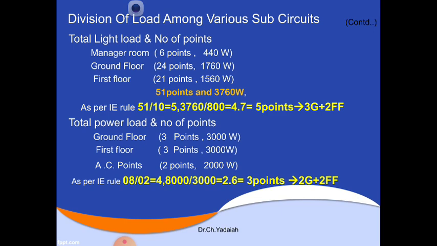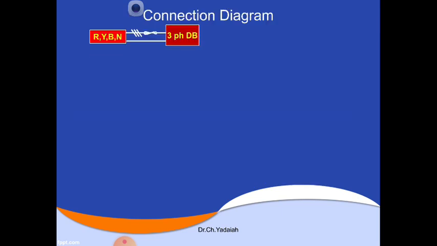Similarly, power loads are also the same. Add the number of points and divide as per IE rules by 3000 to get the sub-circuits. Whichever is the higher value, we consider as the sub-circuits for that floor for protection purposes. Now we have 5 sub-circuits for lighting load and 4 sub-circuits for power loads. Now you can see the figure here.